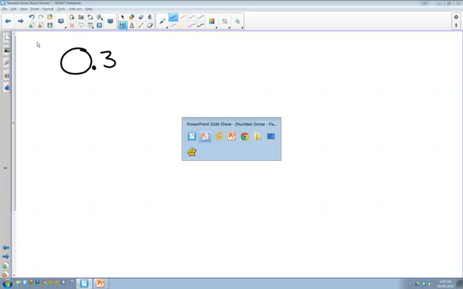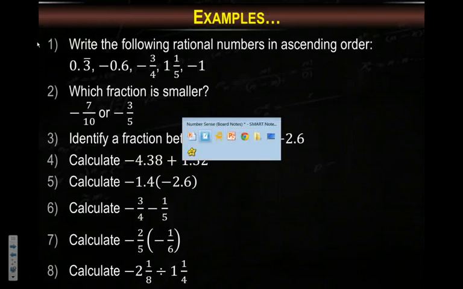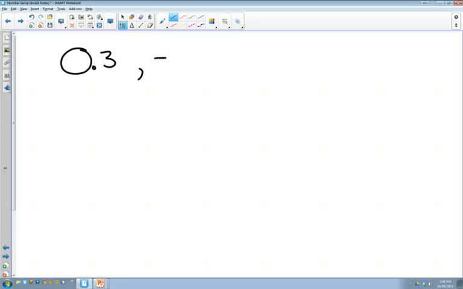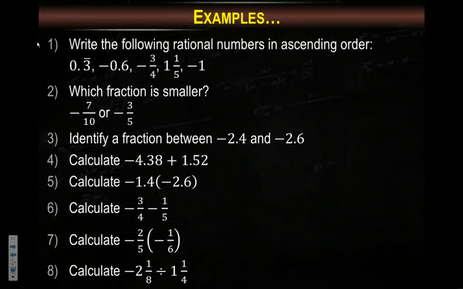Okay, so we got the numbers. I'm going to write them down. You guys, oh, now you're going to test my memory, which is terrible. 0.3, what was the other ones? You guys remember? 0.6, remember the next one. 0.6, and this one was repeating, right? What was the next one? Minus 3 over 4. 1 1/5 and negative 1.